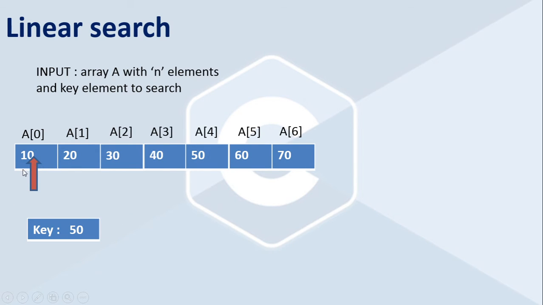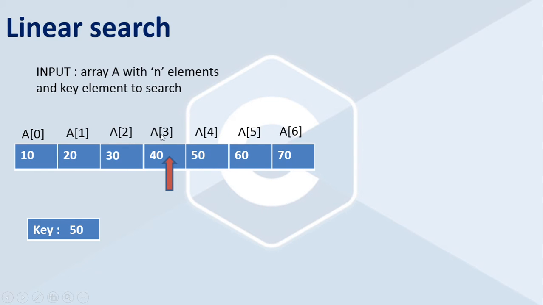Right? So start from the beginning. That means from A of 0th position, we need to check whether there exists any match with this key element. No, here it is 10 and the key is 50. No match exists here. So we can increment the index to the next location, that is A of 1 now. Is there any match with this key? No, again no match present here. So again increment. Is there any match? Still no match exists. So simply increment the pointer to the next location.